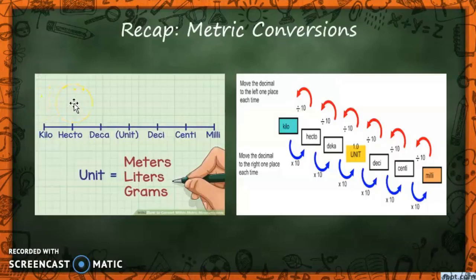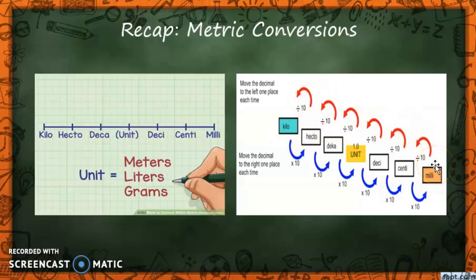So before we can even do any type of square conversions, we need to remember our metric conversions. So here's our metric line ranging from milli to kilo. So we have milli, centi, deci, deca, hecto, kilo. And the unit is interchangeable, where we could use meters, liters, or grams. Alright, so remember, we are looking at smaller units to larger units. So we're moving from smaller to larger. So that means that we're moving from milli to kilo.